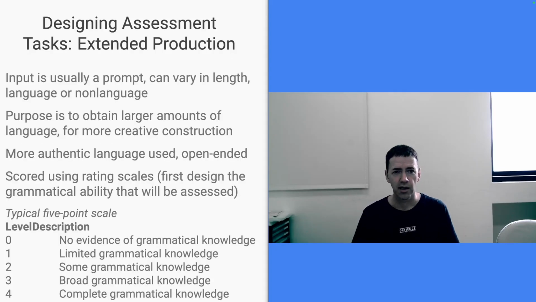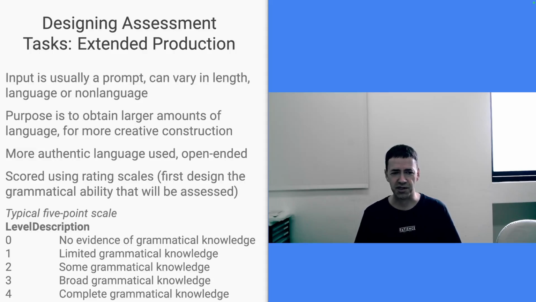Okay, the next one is extended production. So the input, again, is usually a prompt. It can vary in length, and it can be language or non-language. The purpose is to obtain larger amounts of language because we want them to have more creative construction. Again, though, we want to assess the accuracy of their grammar. More authentic language is used. These are open-ended. And this type, you should have some kind of rating scale.